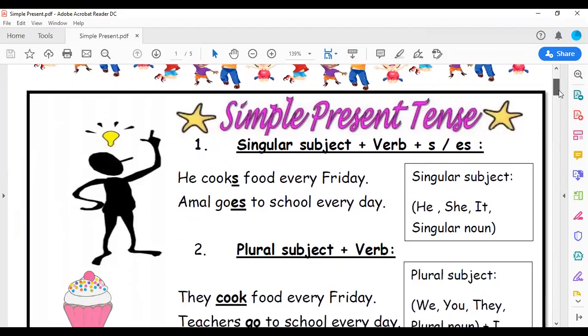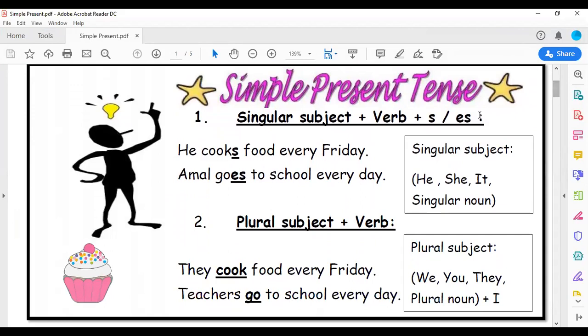Let's start. Simple present tense. Let's revise the rule together, okay? The first thing in simple present we need to take care about is the singular subject. So when the subject is singular, I put to the verb s or es. For example, he cooks food every Friday. The verb is cook, okay? To cook, I add s. Why? Because he is singular.